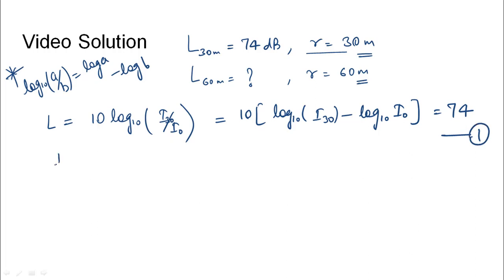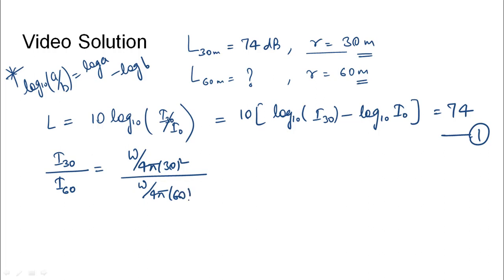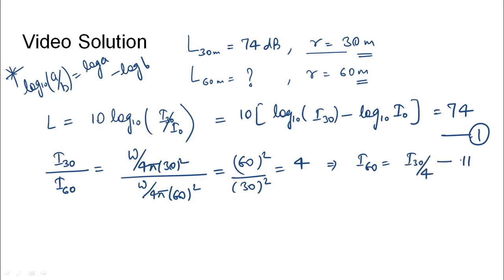Secondly, we should know that when intensity is being measured at a distance of 30 meter and when it is being measured at a distance of 60 meter, what will be the relation between the two intensities? So intensity at 30 can be written as 4 pi 30 square, and when it is being measured at 60 it can be written as 4 pi 60 square. So taking the ratio, we would get 60 square divided by 30 square, that would be 4. So when we are measuring the intensity of a sound source at a distance of 60 meters, the intensity would be 1/4 of the intensity when it is being measured at 30 meters.